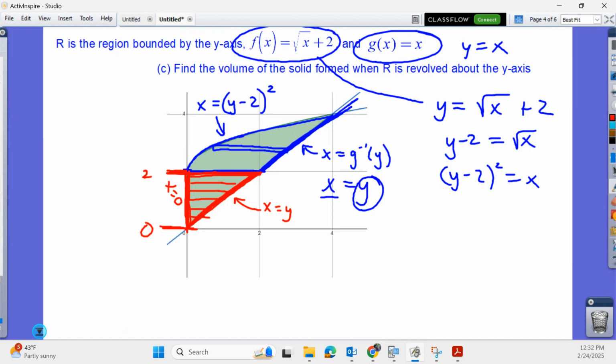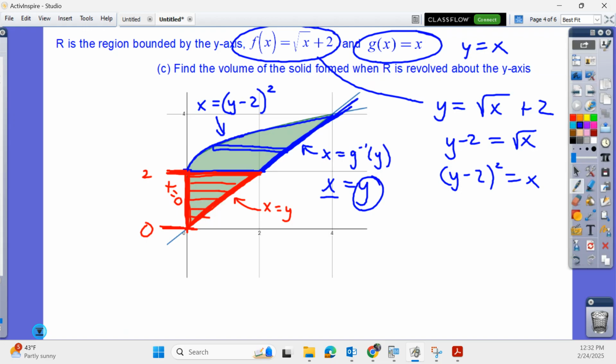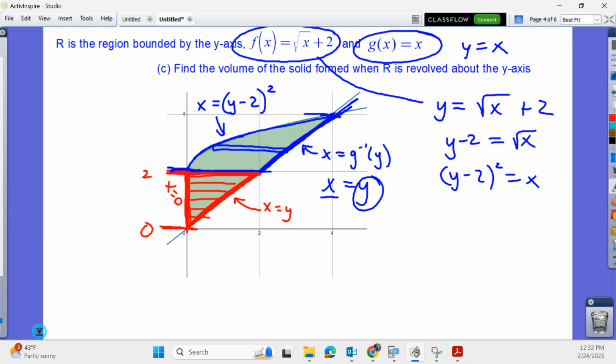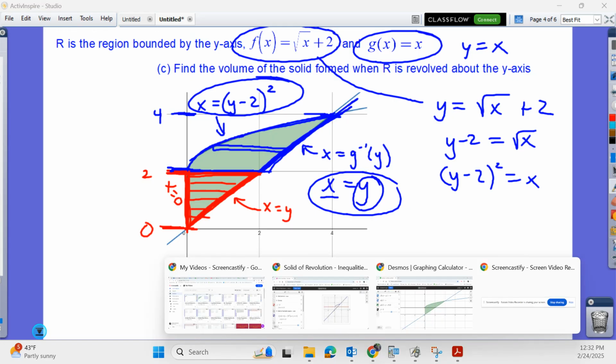And from a y value of 2 up until a y value of 4, we're going to use these two boundary functions. Okay, and that's our game plan here. But what is this going to look like? Let's take a look at that next, and then I'll come back to this.